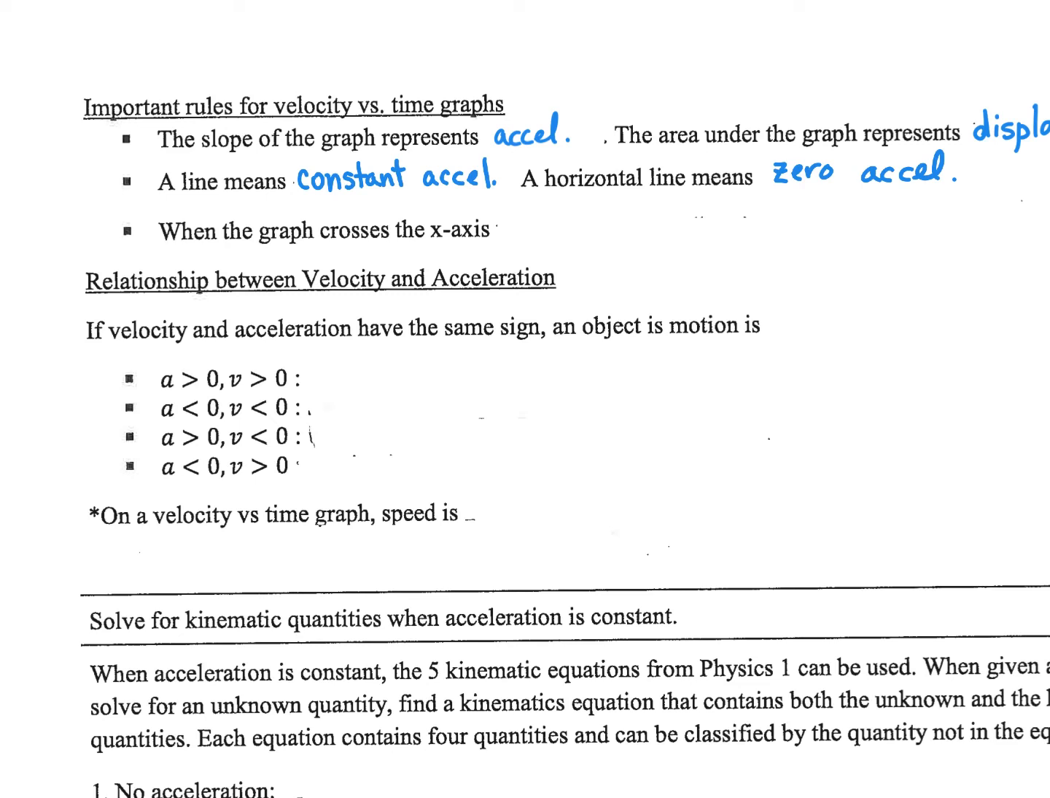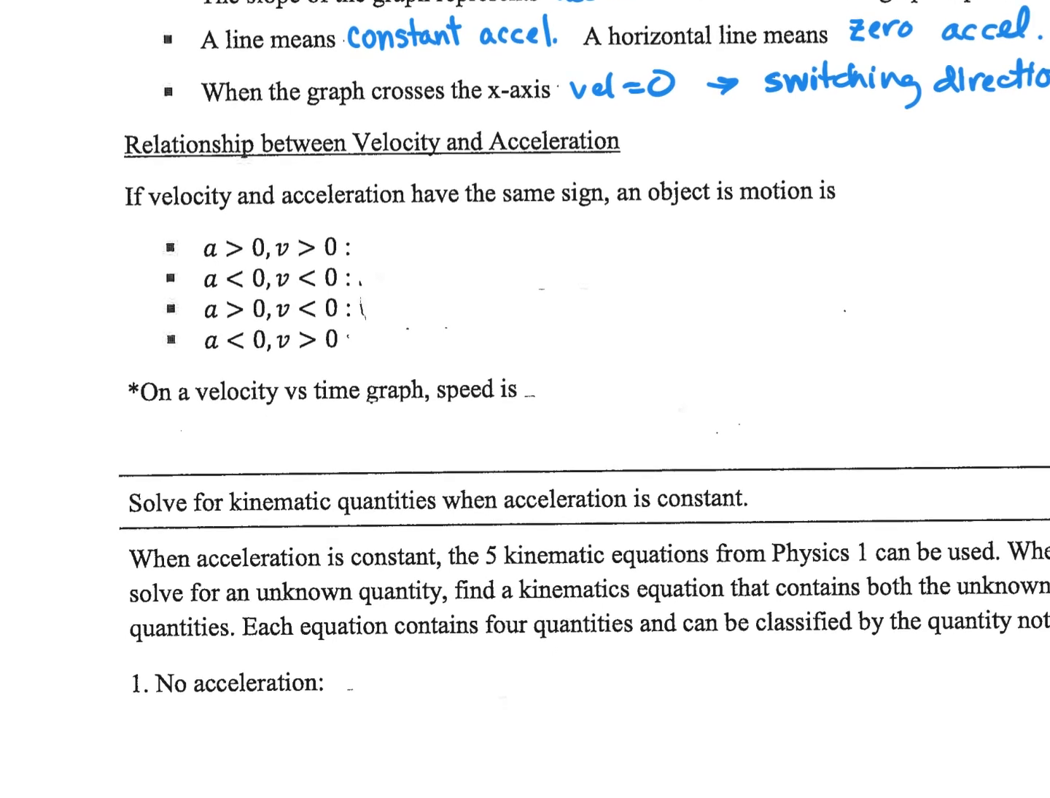So when the graph of a velocity time graph crosses the x-axis, what's the velocity? The velocity is 0, isn't it? Which means it's changing what? Direction. So it's switching directions, isn't it?